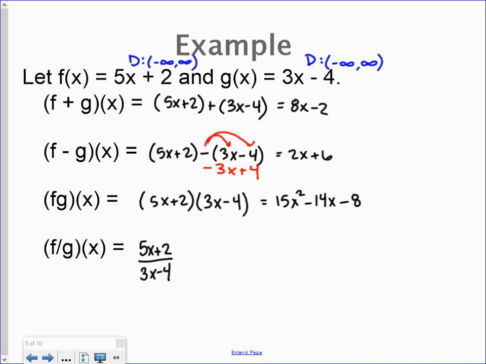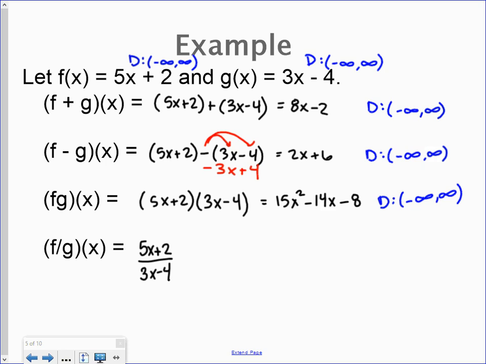Now I want to look at my new functions I've created and list their domains as well. So when you add the functions, you get a new linear function. Domain is still all real numbers, negative infinity to infinity. Same for subtraction. What type of function is my product? Quadratic. What's the domain for quadratic? Still all real numbers. You can put anything you want in. So I'm still all real numbers, negative infinity to infinity.